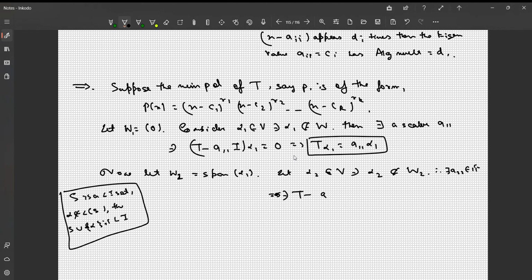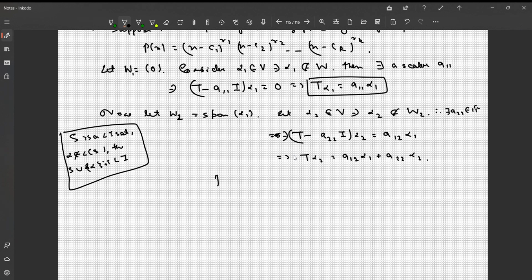But again we can use this form, right? So that implies there exists a scalar, say a22, in F such that (T minus a22 I) of alpha 2 is equal to some multiple of alpha 1. So let that be a12 alpha 1. Right. So that implies T of alpha 2 can be written as a12 alpha 1 plus a22 alpha 2. Right?